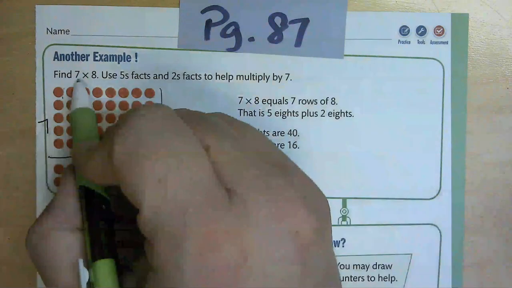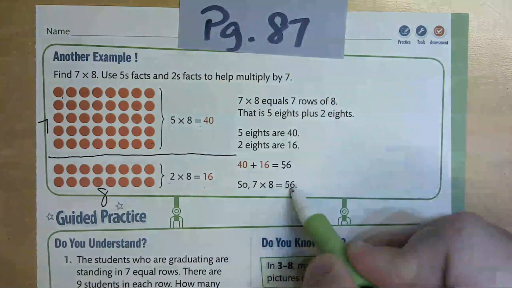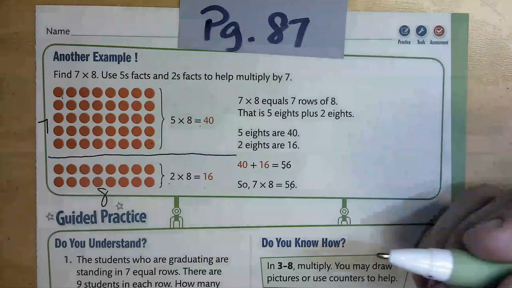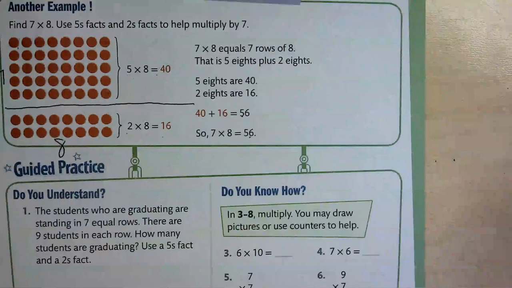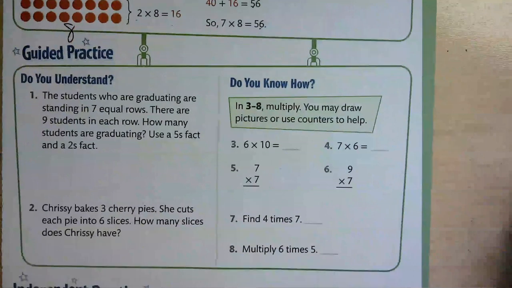So what is 7 times 8? Well, 7 times 8 is that 56 right there. That's how we can solve this problem. All right. Now, as we get down to our guided practice down here, I want you to take a look at number 3. All right, number 3.